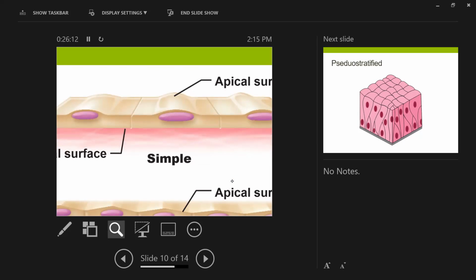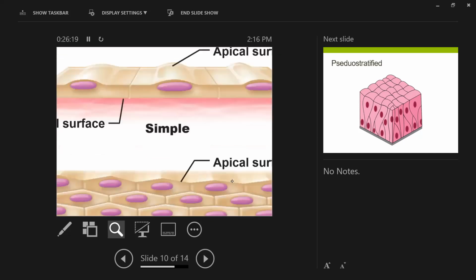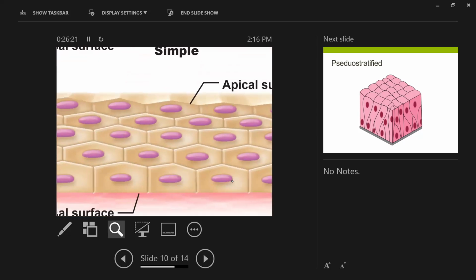So that tissue on the top is called simple squamous epithelium. Let's look at the bottom. Is that one layer or multiple layers? Multiple. Now you might be saying, Mr. Thorson, those look like different types. What do you do in the event that you see cells that look like they're different types?